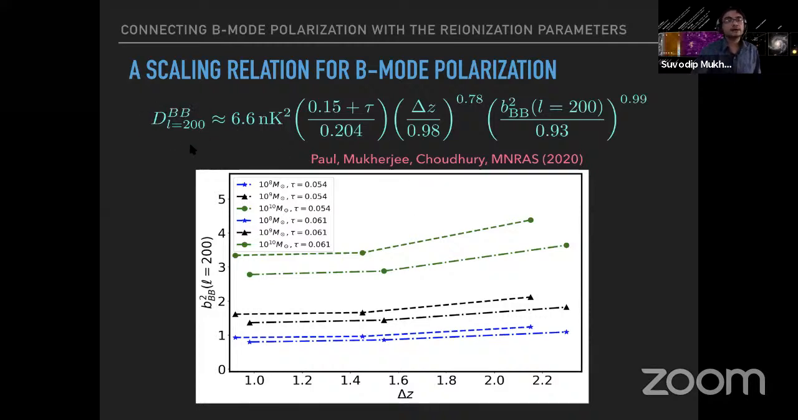So here I'm showing you a way to constrain this, where again this is the mean optical depth tau, this is the delta z parameter, the width, and now I have introduced a new parameter called the bias parameter for B modes. As again you can see in y-axis the B mode power, the bias parameter, in x-axis the delta z parameter, and the trend is as you increase the minimum halo mass, you typically see higher bias parameter or more fluctuations in the B mode power spectrum than when it is driven by lighter halos.